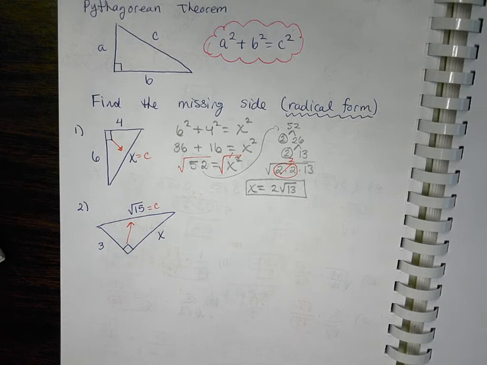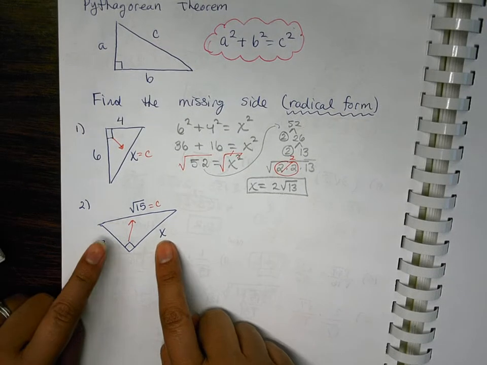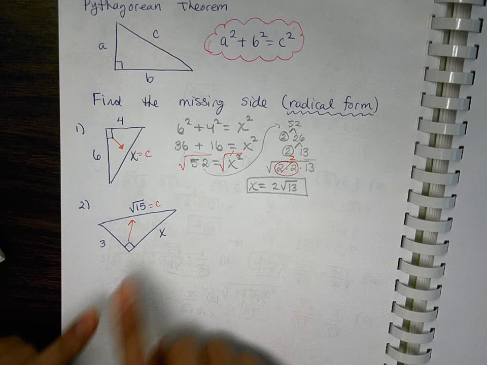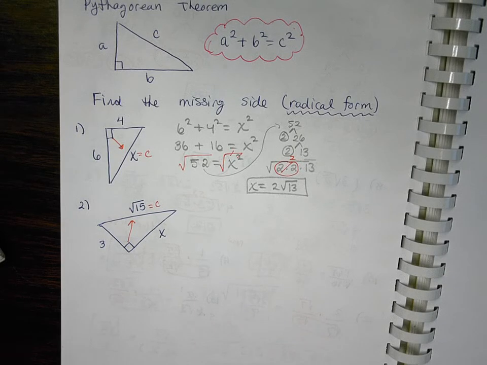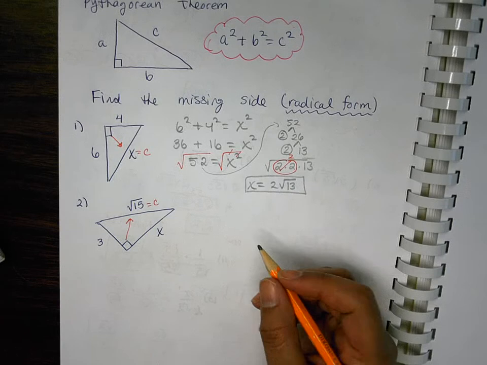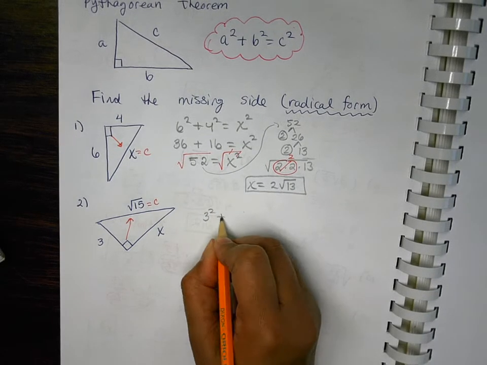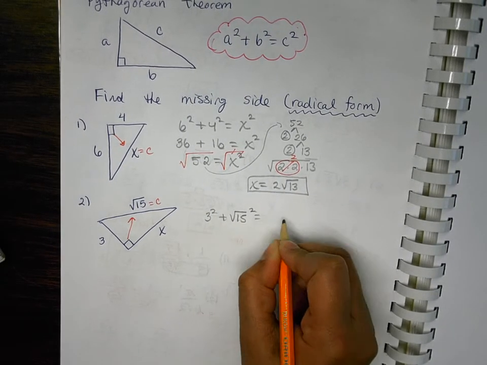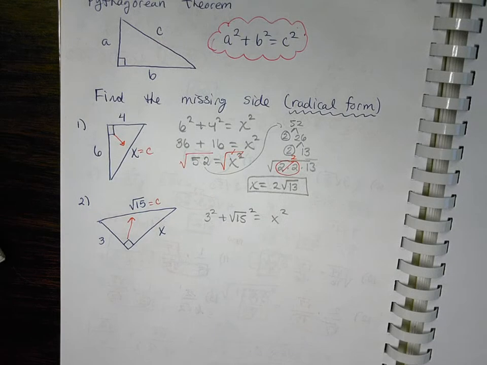Here for A and B, does it matter which one's A and which one's B? I have a question for you guys. Does it matter how I label it? For example, could I write 3 squared plus root 15 squared equals x squared? Is it okay to write it that way?